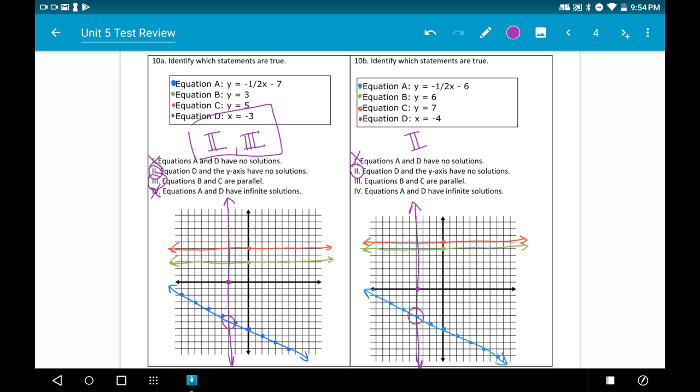B and C are parallel, so that's green and red. Those are parallel. They both have a 0 slope. So 3 is correct. Last one, A and D have infinite solutions. So blue and purple, those are not the same line, which means 4 cannot be true. So 2 and 3 is the solution there. And that is the whole review.